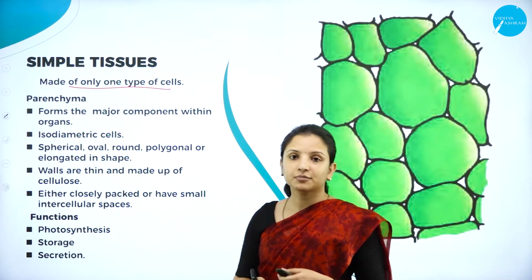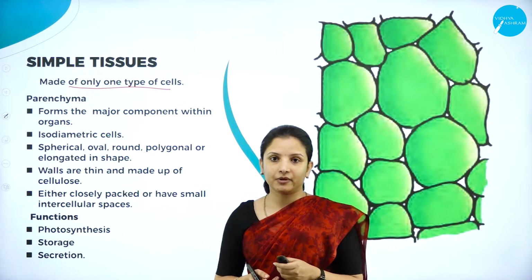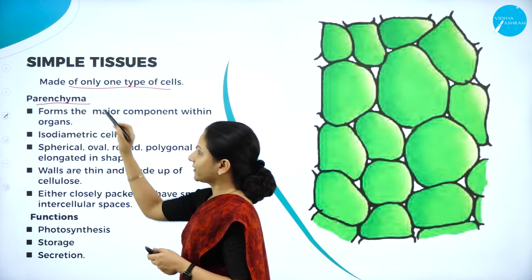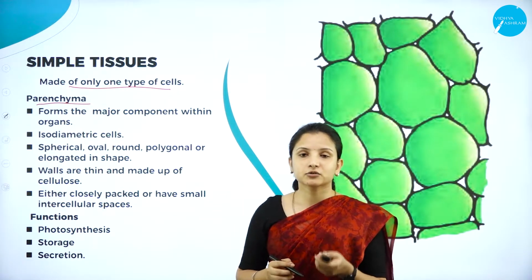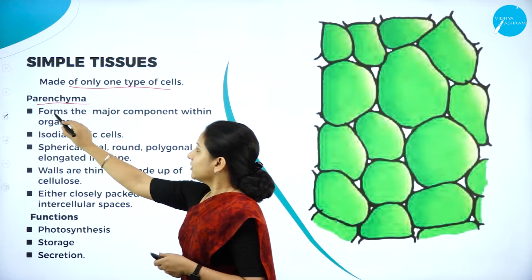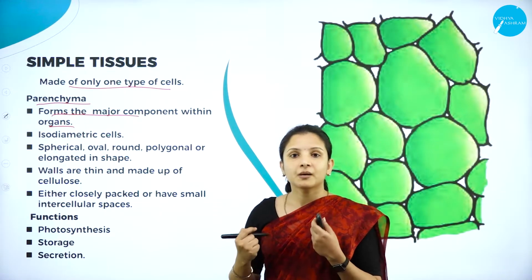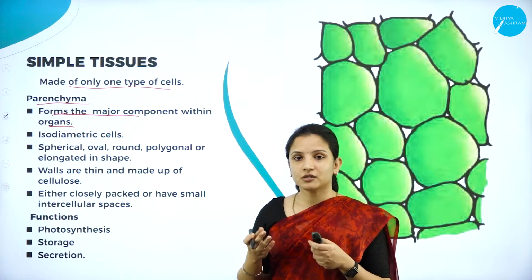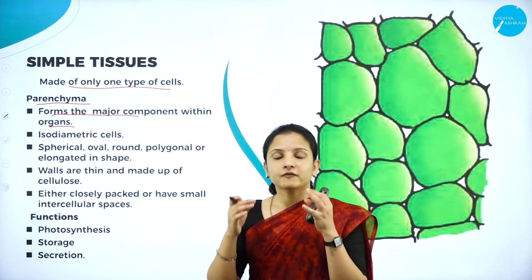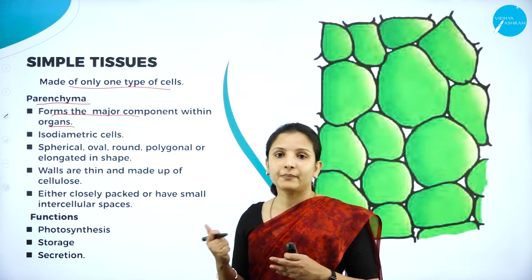So what are the different types of simple tissues? They are parenchyma, collenchyma and sclerenchyma. We shall study about them one by one. First, starting with parenchyma. Parenchyma is one of the major components of the plant body. Almost all the organs in a plant body are made up of parenchyma. If you take a cross section of a stem, a root or a leaf, the first tissue that you find in the cortex is nothing but the parenchyma.